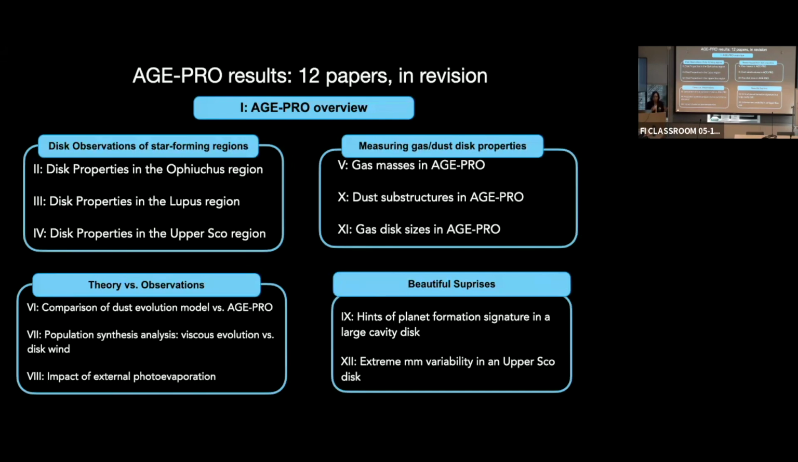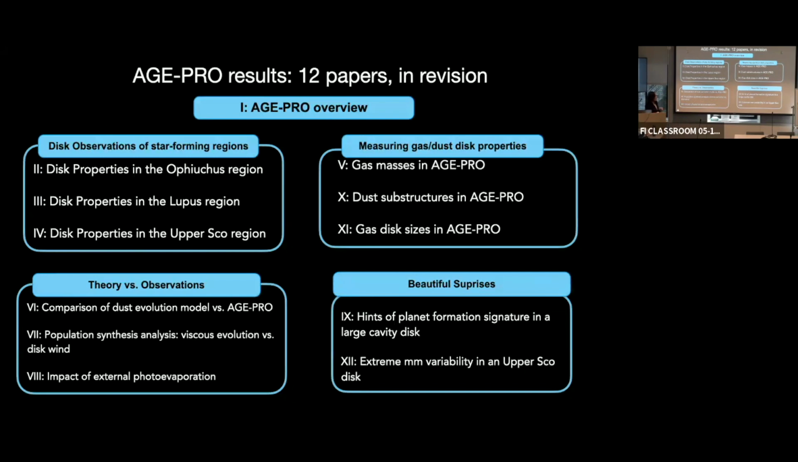And we have 3 theory papers to compare theoretical predictions with our observations, including a comparison of dust simulations with our observations. In the second paper, we do population synthesis models to compare MHD disk wind and viscous evolution disk plus photoevaporation, and how those compare with our observations of the mass and the size. And we also have a paper to evaluate the impact of external photoevaporation.